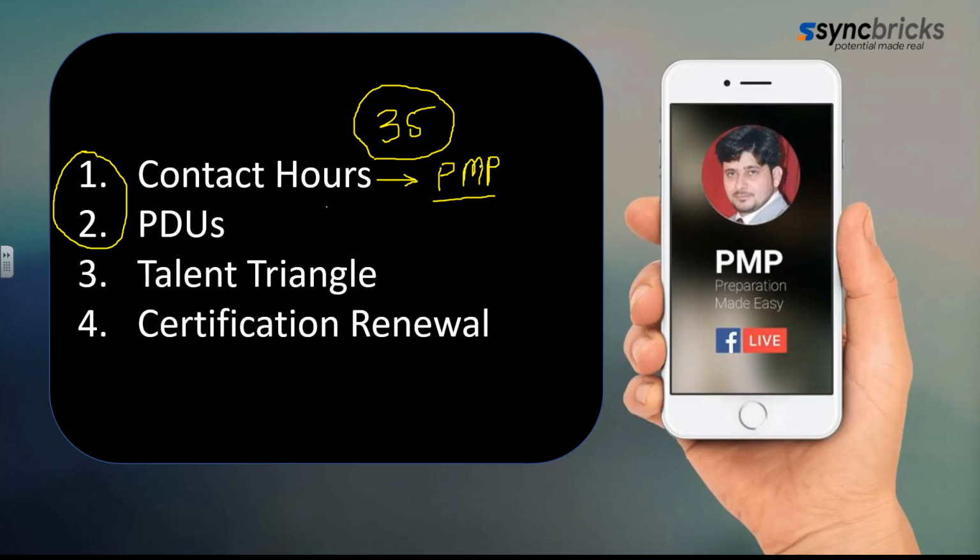The moment you are certified and have become a PMP, you need to maintain your PMP certification. To maintain the certification, you need to have PDUs. Within 3 years, you have to have 60 PDUs. These are called professional development units, and they will be from the talent triangle. I'll explain what the talent triangle is, and this will help you to renew your certification.